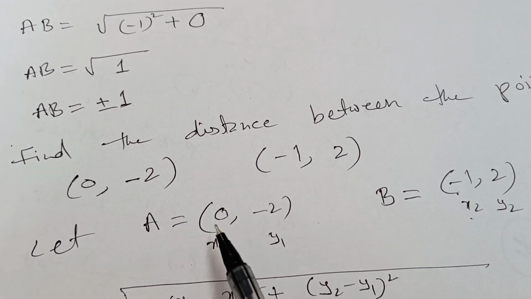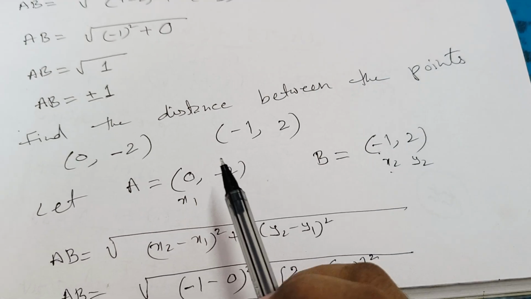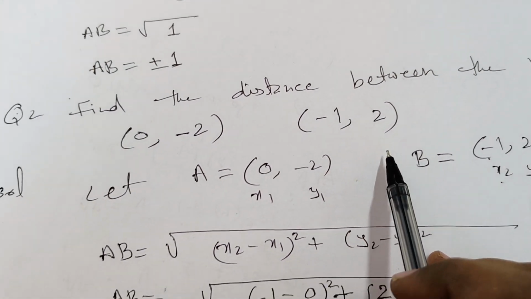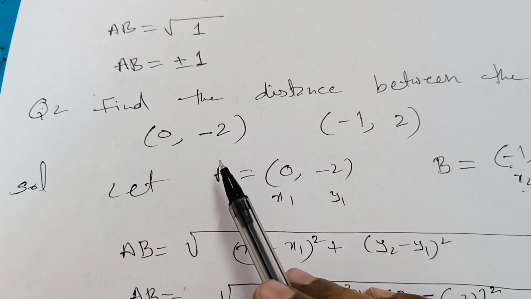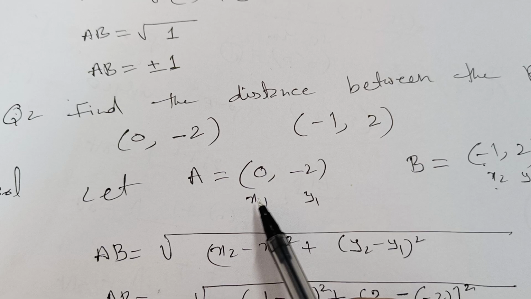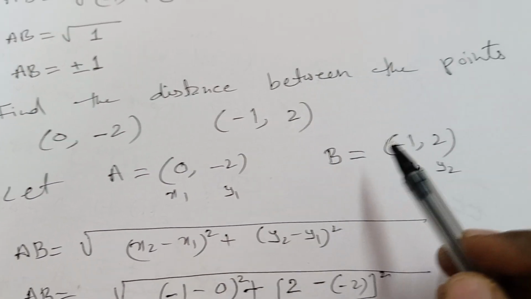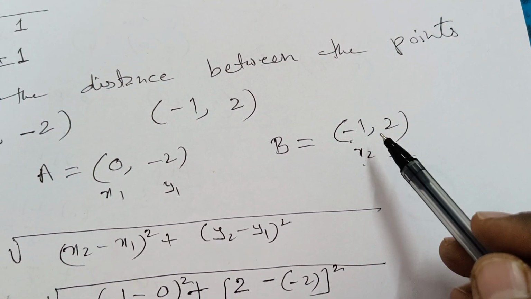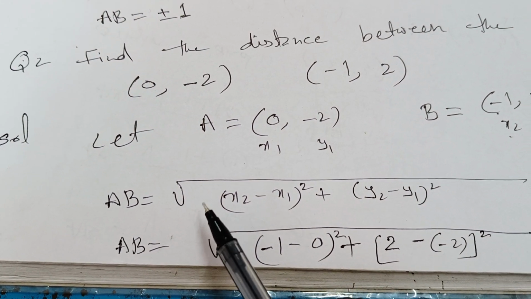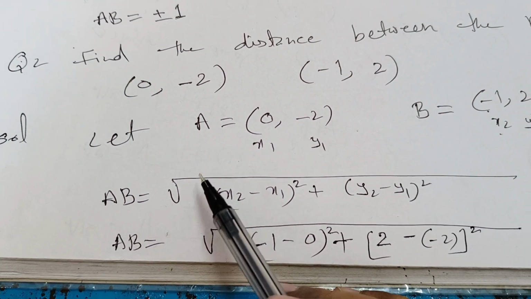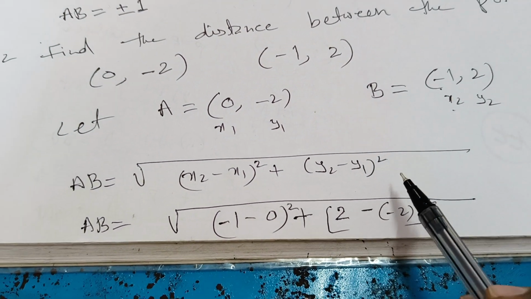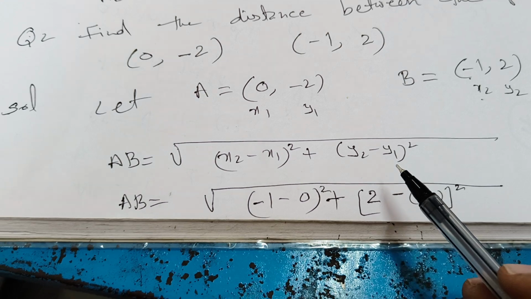In this problem we have to find the distance between the points 0, -2 and -1, 2. So first we will write the given points as A and B. Let A is equal to 0, -2 and the second point B is equal to -1, 2. So we have to find the distance AB, which is the square root of (x2 minus x1) whole square plus (y2 minus y1) whole square. We are applying this formula.